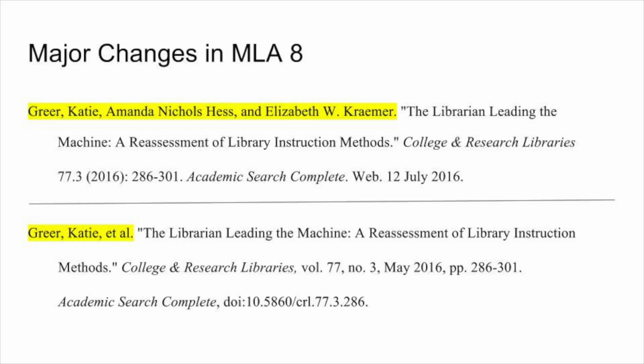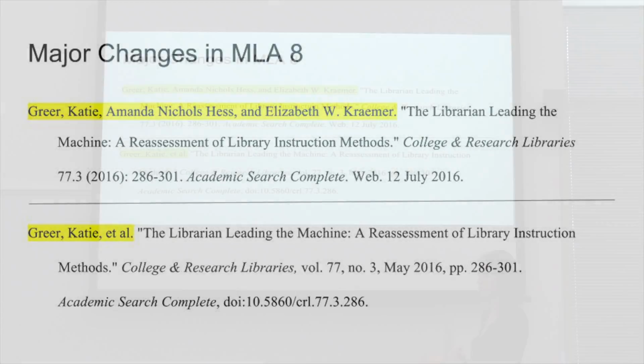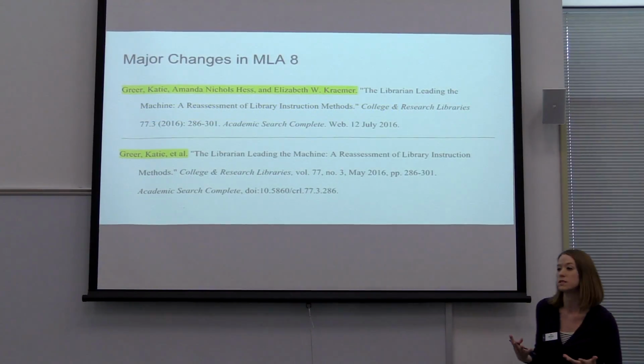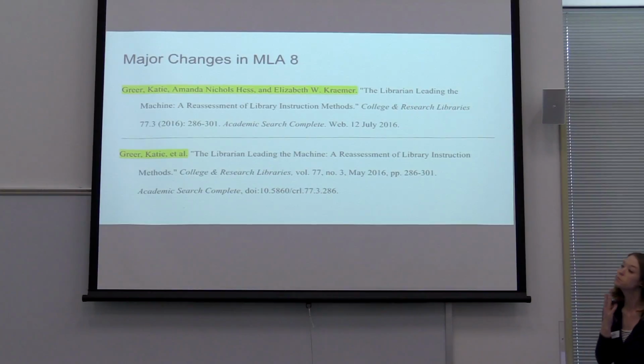So the 7th edition of MLA says if you have 4 or more authors, use et al. But the new edition says no, if you have 3 or more authors, use et al. So that's going to shorten our citations a little bit. Okay, what else do we see besides the authors? Volume, the number.